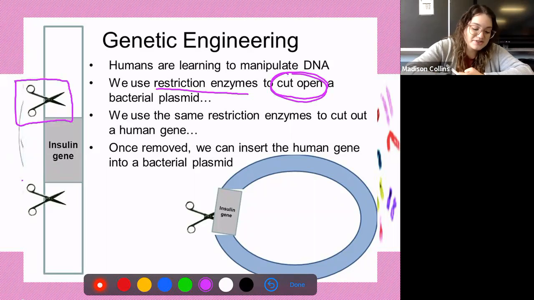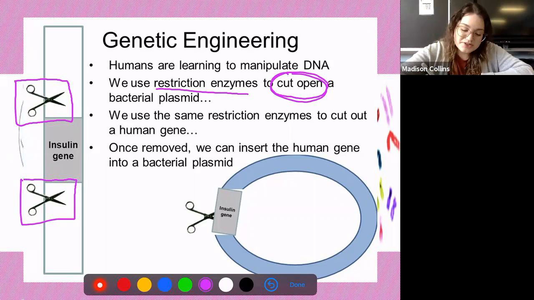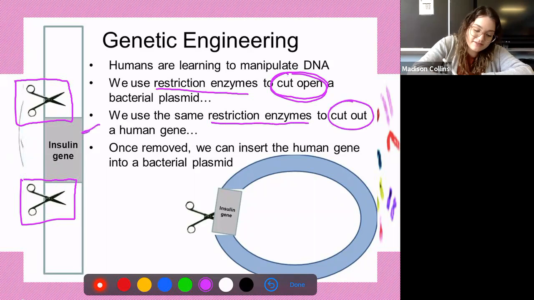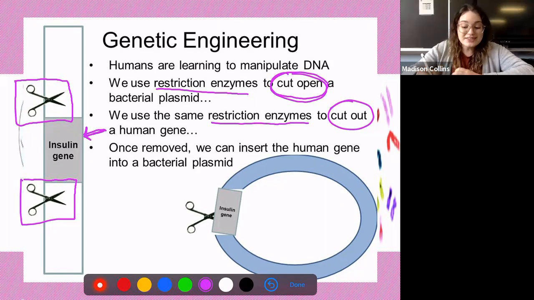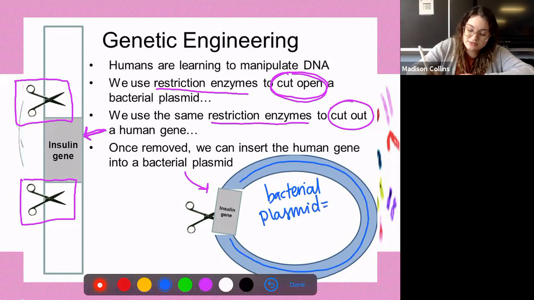So this right here is representing a restriction enzyme that cuts the DNA, and we're going to use those restriction enzymes to cut out a human gene. So this is what we see right here. The human gene we're looking at in this example is an insulin gene. So then once we remove that insulin gene, we can insert the human gene into a bacterial plasmid. So this circular structure right here, that in blue, is our bacterial plasmid. And a plasmid is just a word that means bacterial DNA.